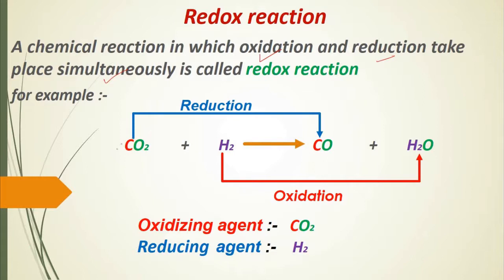So now let us see first CO2. CO2 is reduced to CO. Oxygen is removed from CO2 and CO2 is reduced to CO. H2 is oxidized to form H2O. So here CO2 is reduced to CO and H2 is oxidized, because addition means adding of oxygen.